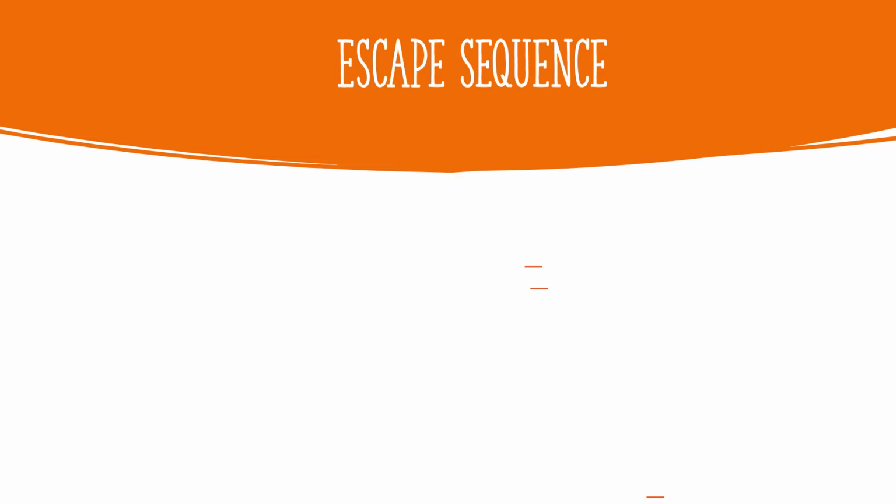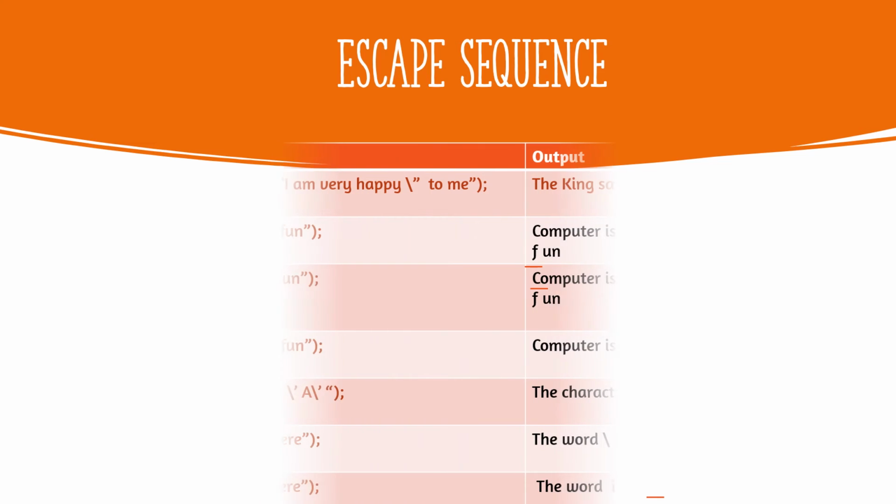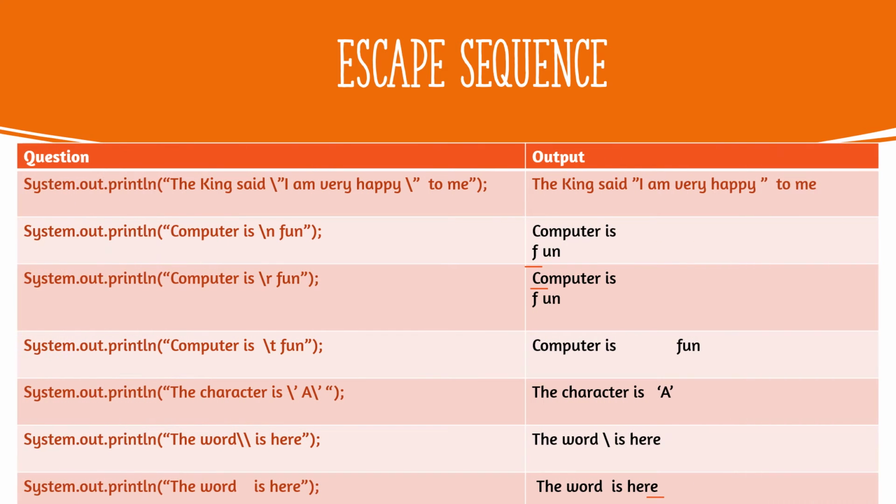Now we can see some examples and this will help you to understand better. Here some questions are given and outputs are given. System.out.println we will be studying later, but System.out.println is the command for printing in Java. Now the first question: System.out.println("\"The king said\" I am very happy to meet you"). Here \" means this is an escape sequence. Escape sequences are coming here and here. So the output is: "The king said" I am very happy to meet you.